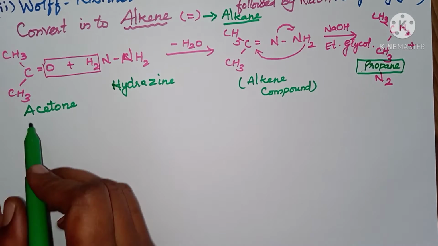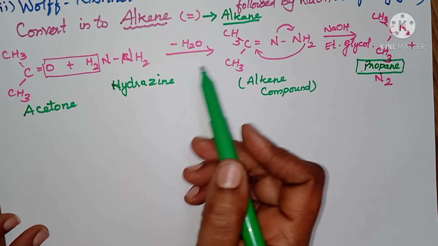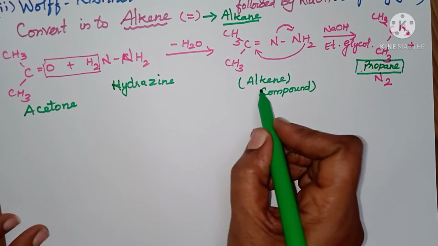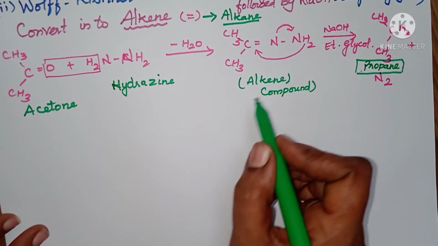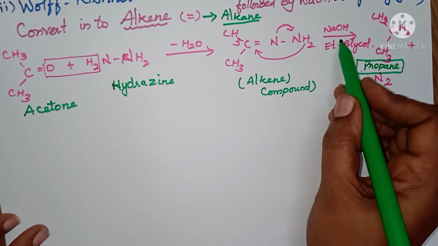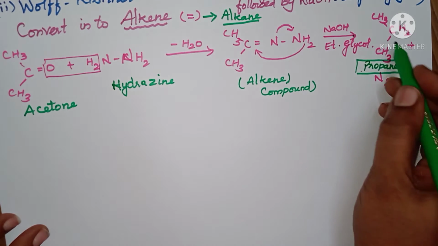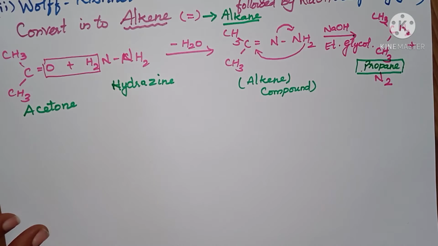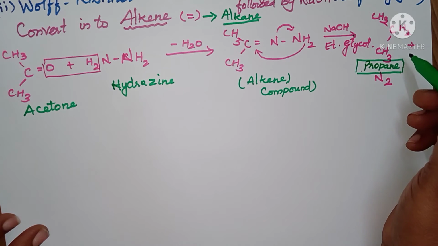See here, acetone is reduced in the presence of hydrazine, the water molecule is removed, so you are getting an alkene compound of hydrazine. Then further it is reduced with sodium hydroxide, and there you will get an alkane, ANE, single bond. So first you are getting a double bond. Again it is reduced with sodium hydroxide along with ethylene glycol, and you are getting propane, the alkane product.